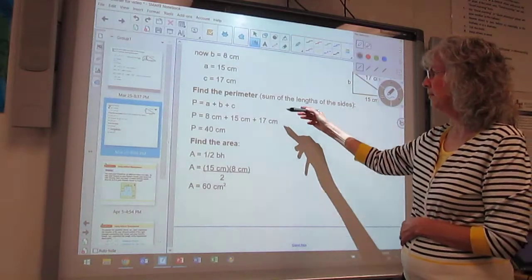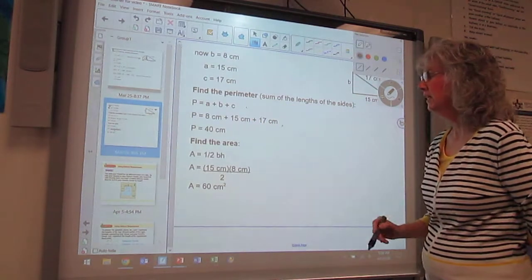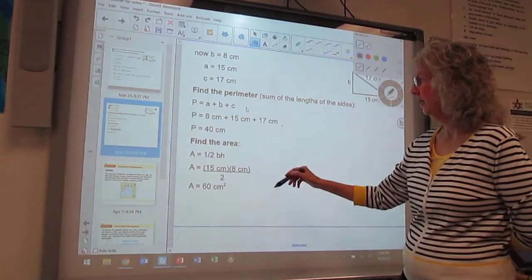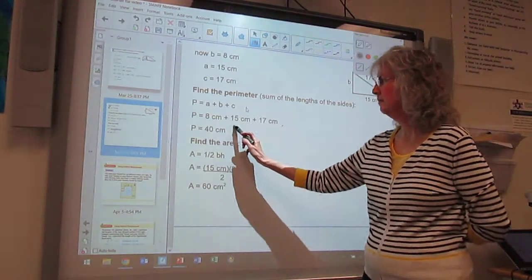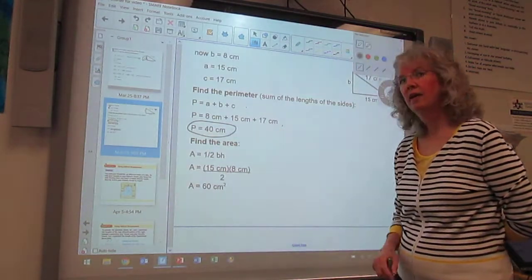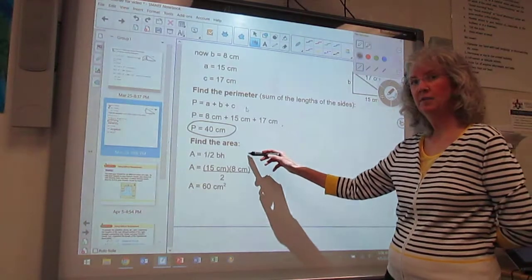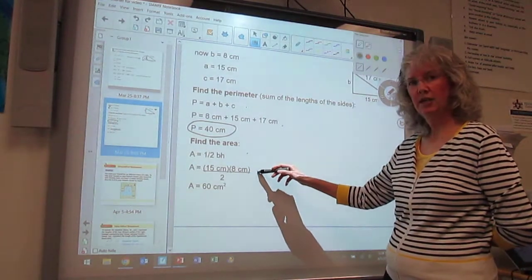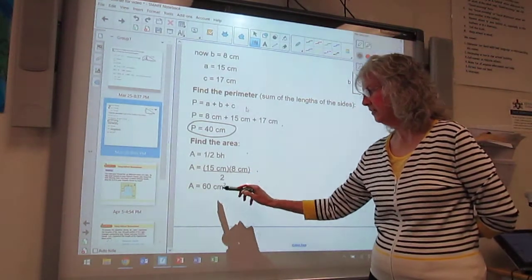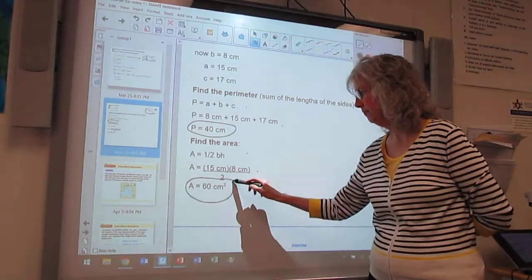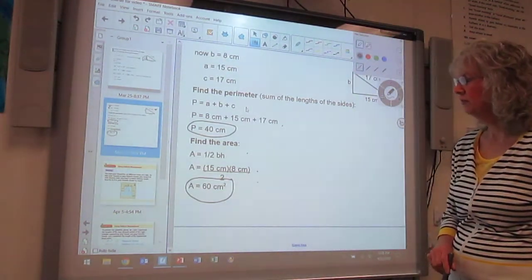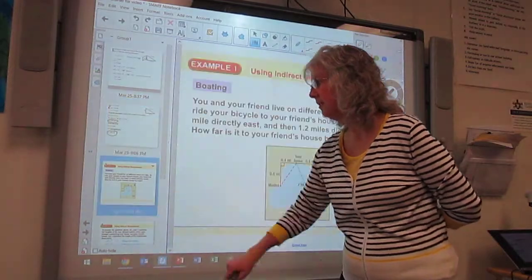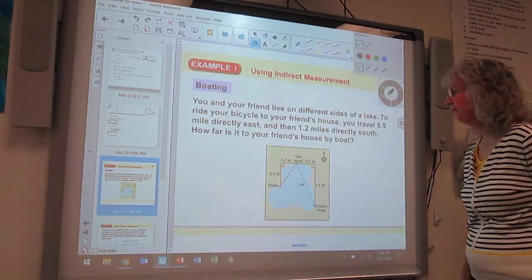We can find the perimeter. Start with our formula, plug in the dimensions, and our perimeter is 40 centimeters right there. Find the area, start with your formula, plug in your numbers, and you get 60 centimeters squared. Make sure you're reasonable.